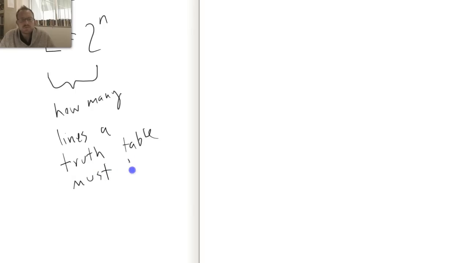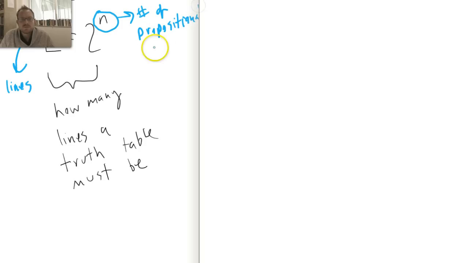Okay. Now, in order to actually explain all this, I need to explain what all this stuff means. So L here obviously refers to the number of lines. 2 is the numerical. And N here, this is the important one, N refers to the number of propositional variables. I should really say here, N refers to the number of unique propositional variables.